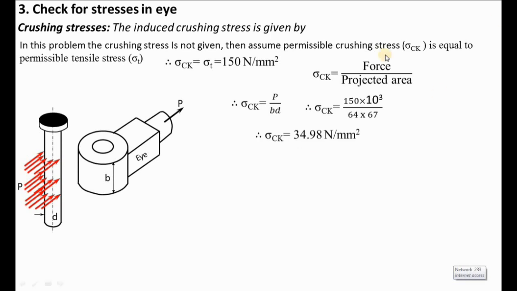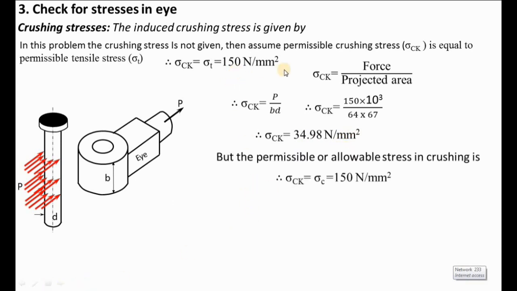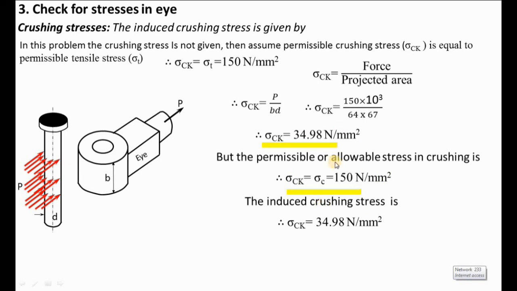After the calculation, I found that the induced crushing stress is 34.98 Newton per mm square, and the permissible is 150 Newton per mm square. So here we can observe that the induced one is less than the permissible one. So our design is safe, because the induced crushing stress is less than the permissible crushing stress.